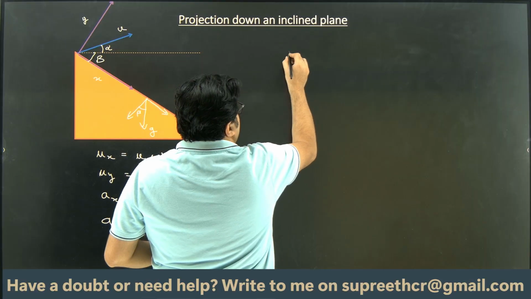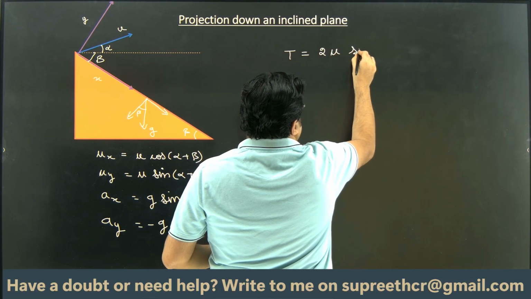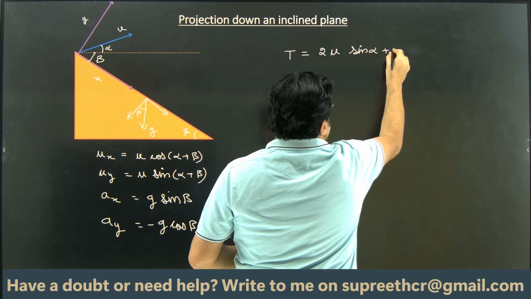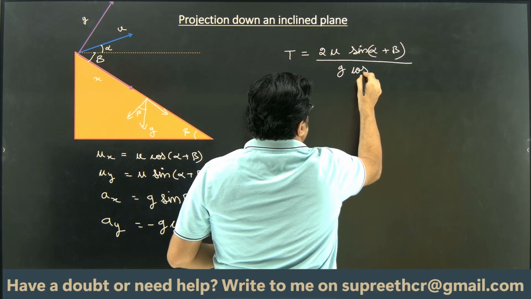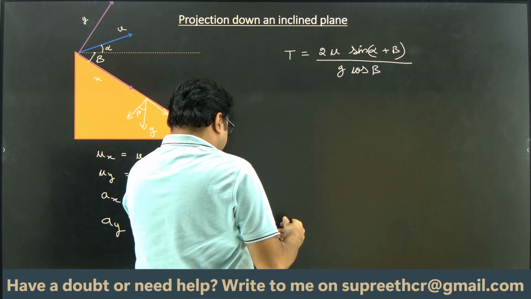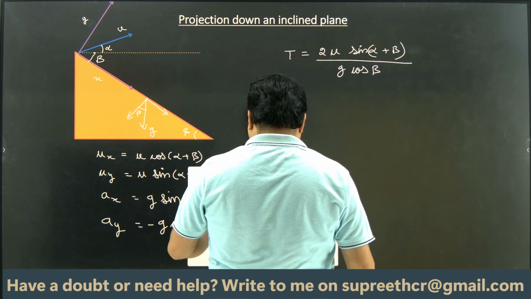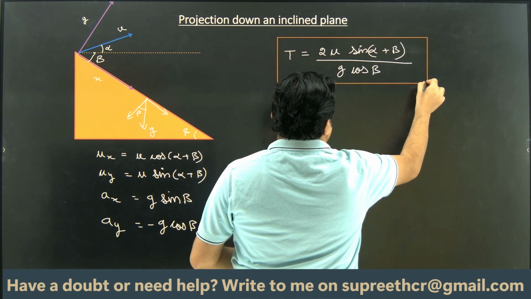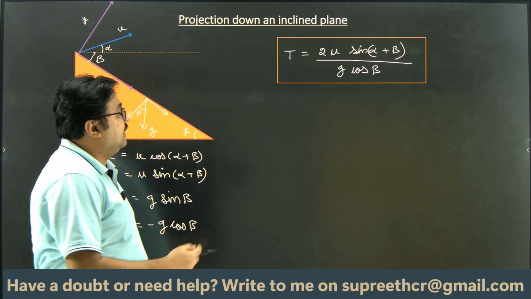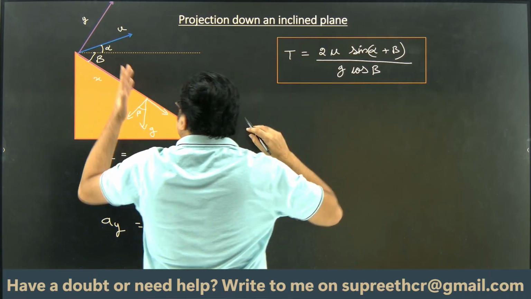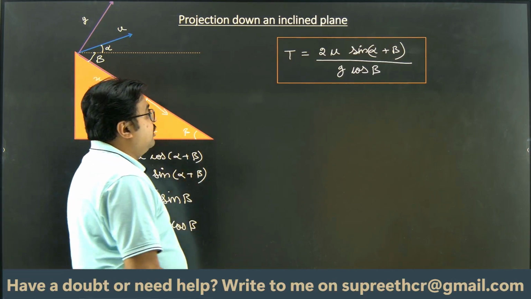Well, you do the exact same thing that we did in the previous situation. The answer for time of flight you will obtain is 2u sine of alpha plus beta divided by g cos beta. That's the expression for time of flight you will obtain for projection from the top of the inclined plane. And alpha, beta are the angles you need to know. They are all measured from the horizontal. You need to be aware of that.